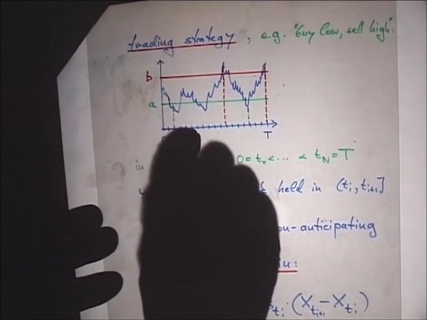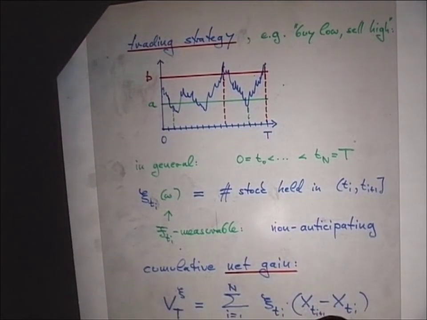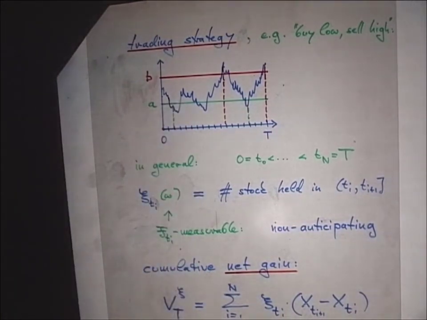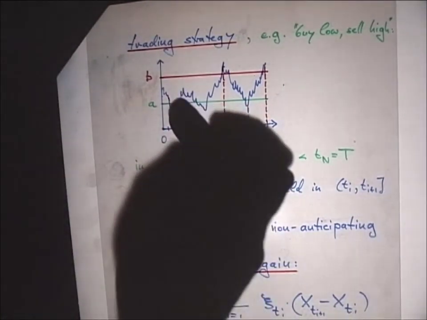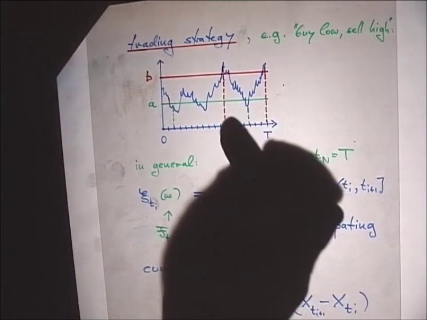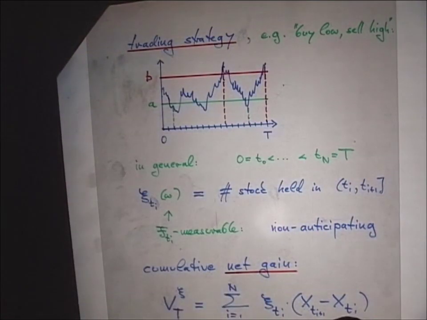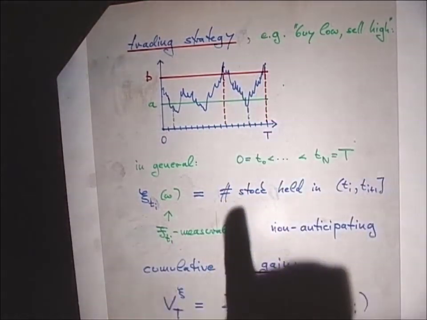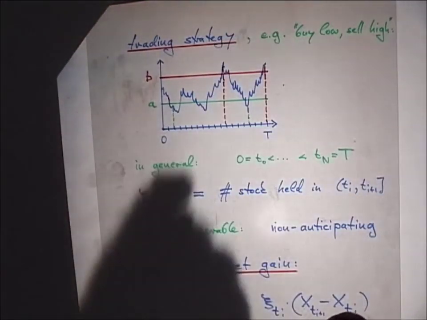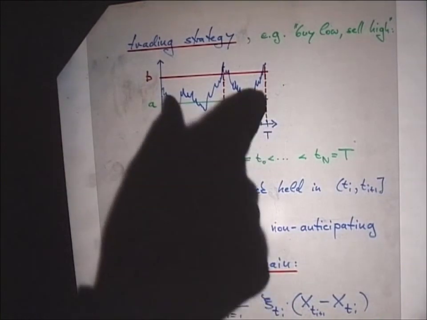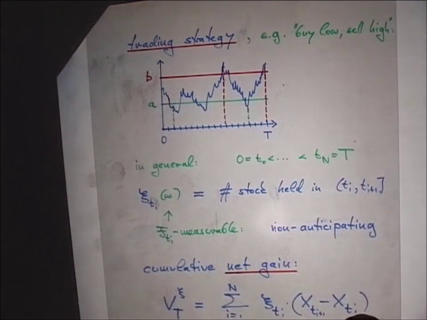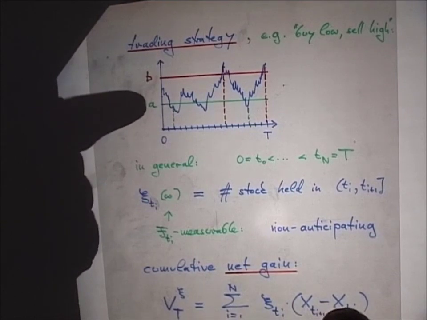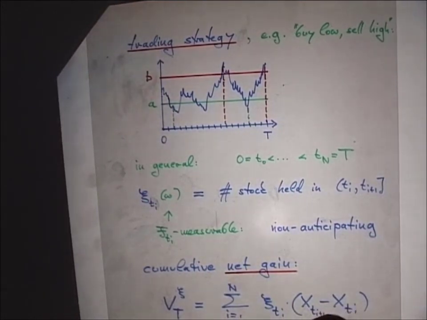So here I have put a discrete observation time, so you look at these observation times. First time you are below A, you buy. Then you wait until the first time you are above B, then you sell. Then again, you wait until you are low, and then you buy. So with this trajectory, you have done this twice before the end of T, and you have twice made a profit at least equal to the interval B minus A, which looks good.